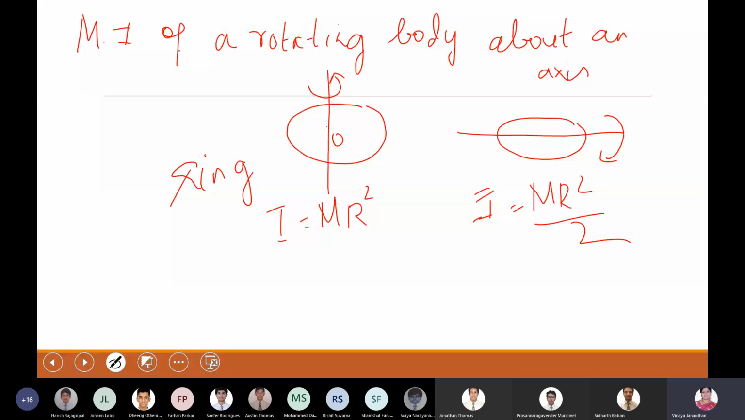The body is the same, but the orientation of the axis of rotation changes the moment of inertia. That is why we say moment of inertia of a rotating body about an axis. The axis is very important. In which direction you rotate your body is important. And where your axis of rotation is located, whether it passes through the center or through the edge, is equally important.